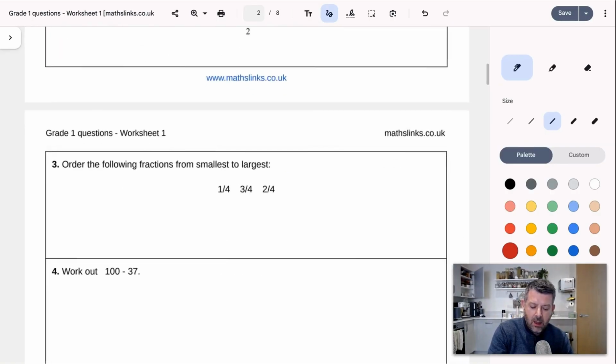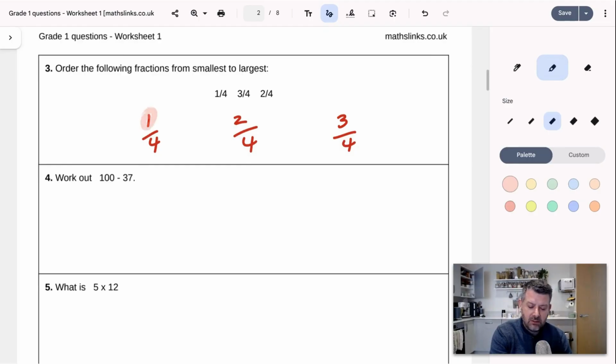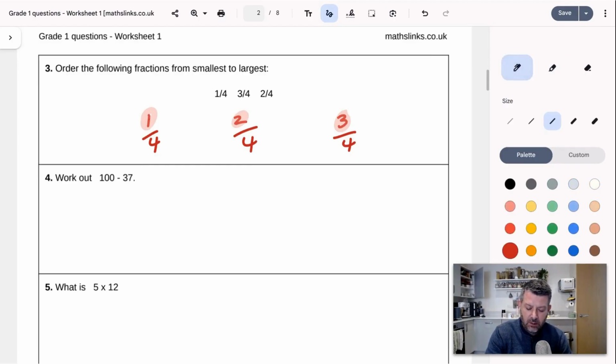Okay. Question 3, we got some fractions to order from smallest to largest. Now, what you might notice is they're all quarters, from 1/4 up to 3/4. So because they've all got the same denominator, they've all got a 4 on the bottom, we can just order them in terms of the numerators. So 1, 2, 3. So nice and simple there. We didn't have to change any of them.